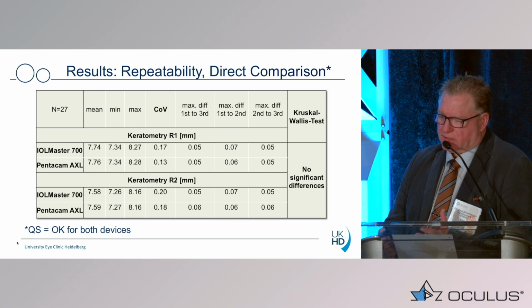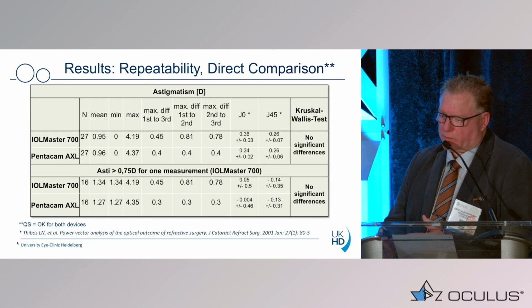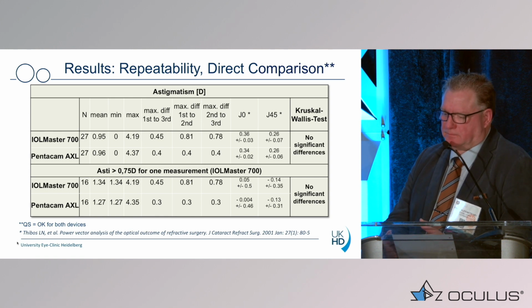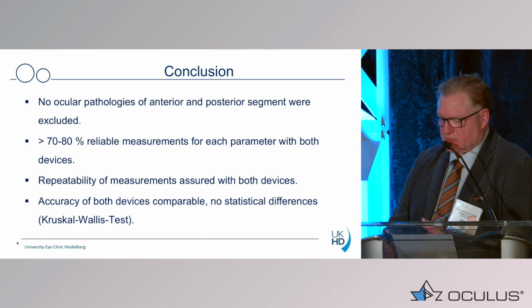And the keratometry, you see the differences are slight, so to say, there's no difference between both devices. And again, if you look at all the variables concerning the accuracy, the Pentacam really performed very well. Astigmatism, we kind of separated between those below and those over 0.75 diopters. As you can see here, there was no significant differences in the accuracy of both of the machines.